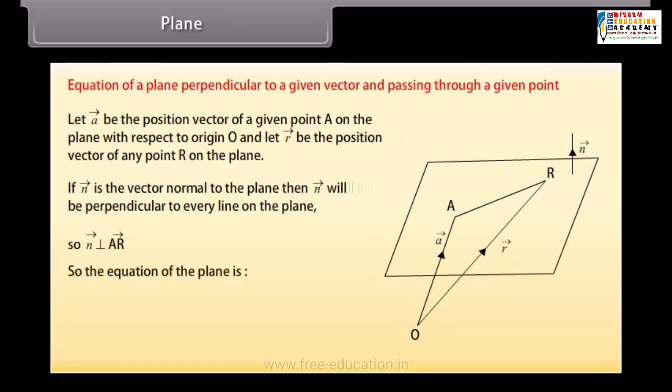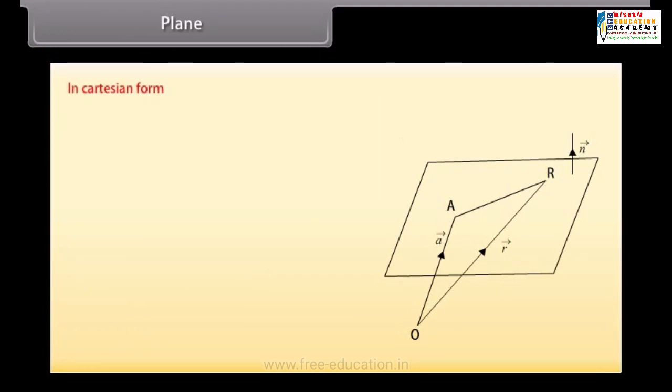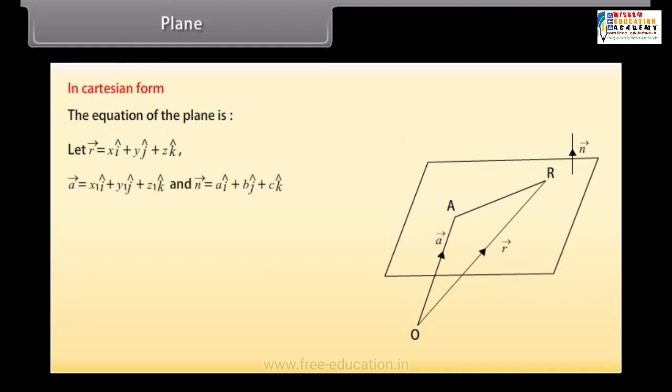So the equation of the plane is dot product of vector AR and N equals 0, or dot product of vector R minus vector A and vector N equals 0. In Cartesian form, the equation of the plane is: let vector R equals x cap i plus y cap j plus z cap k. Vector A equals x1 cap i plus y1 cap j plus z1 cap k. Vector N equals a cap i plus b cap j plus c cap k.